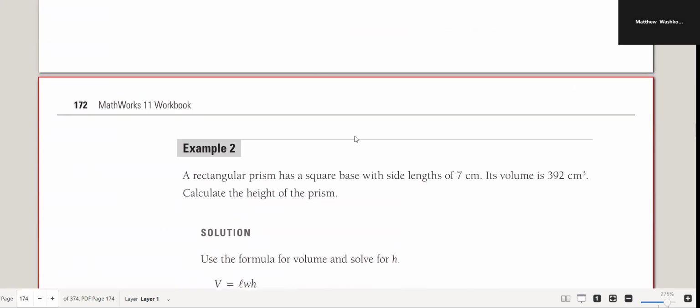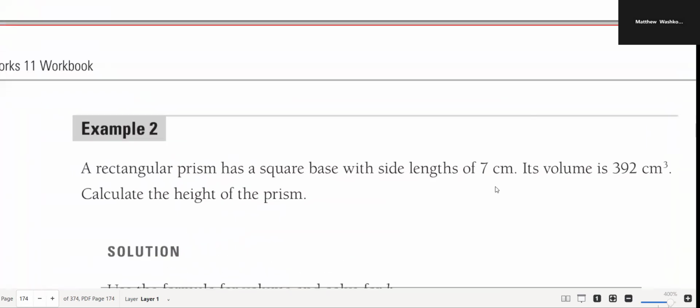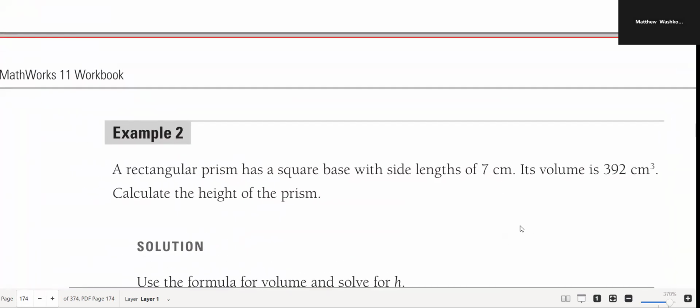All right. I'm going to zoom in here. I know it's a lot. So a rectangular prism has side lengths of 7, and its volume here is 392 cubic centimeters. We'll focus more on this in the next unit. You're not going to have to do any algebra. This is an algebra question, but just in case you're interested.